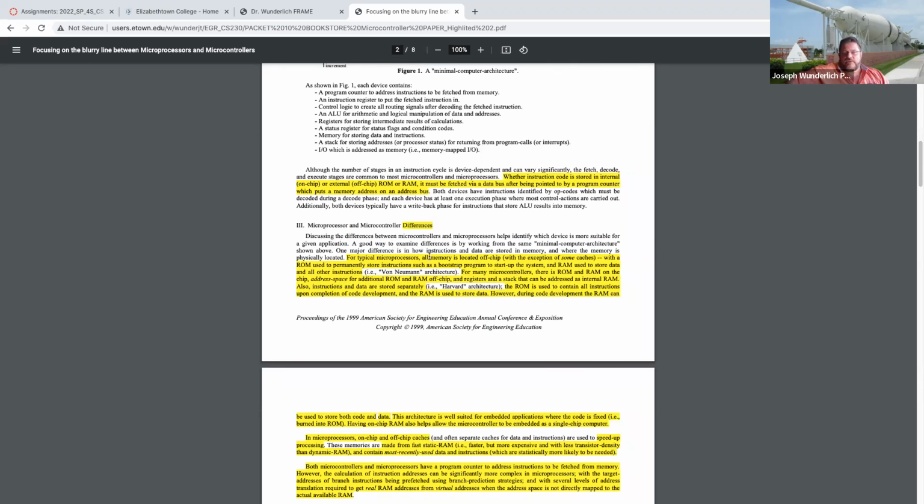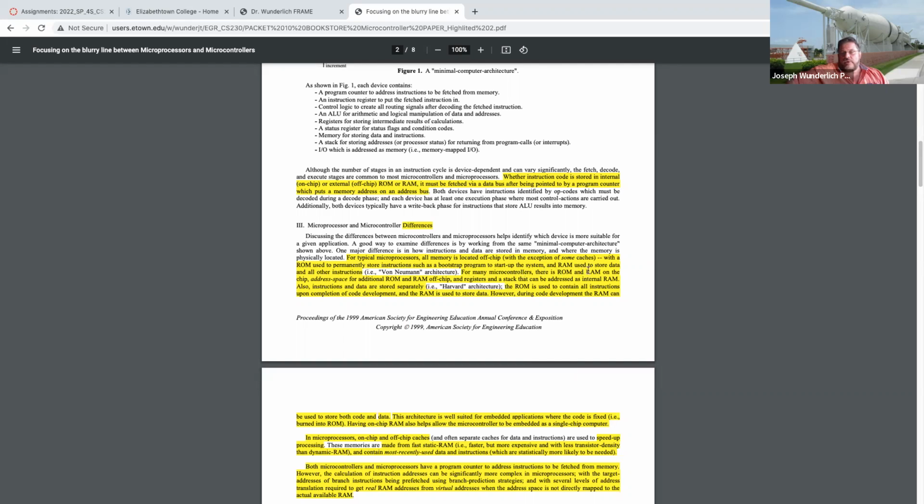The difference between microprocessors and microcontrollers. Typically, in microprocessors, all memory is located off chip, with the exception of some caches. But now all the caches have been integrated into the chips too. For a while, only L1 was on the chip, and L2s and L3s were typically on the motherboard in a PC between the processor and the memory. ROMs are used to permanently store instructions such as the bootstrap, and RAM is used to store both data and other instructions. So that's the von Neumann-Princeton architecture, where you mix everything together in typical microprocessors.